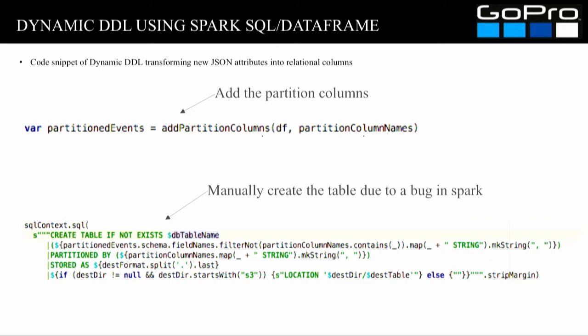So next, we manually created the table using Spark SQL here. We are not directly using the DataFrame API to create the table, because there is a bug in Spark. If you use the DataFrame API to directly create the table, the final table structure, the schema, will get out of sync with the Hive metastore. So that's why we have to use Spark SQL here to create the table first.